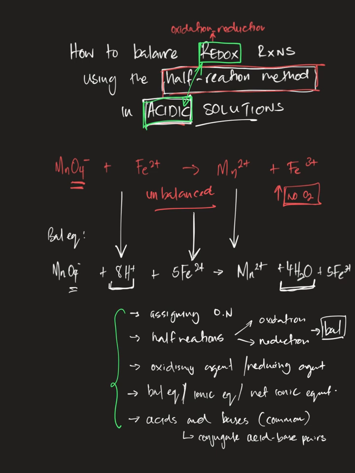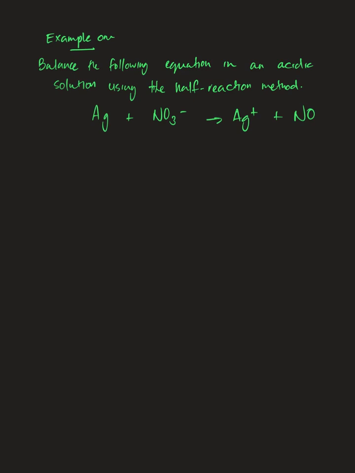All right, let's look at the first example. Right, so the question we're looking at here, example 1, says: balance the following equation in an acidic solution using the half reaction method. And they've given you Ag + NO3⁻ gives you Ag⁺ + NO.